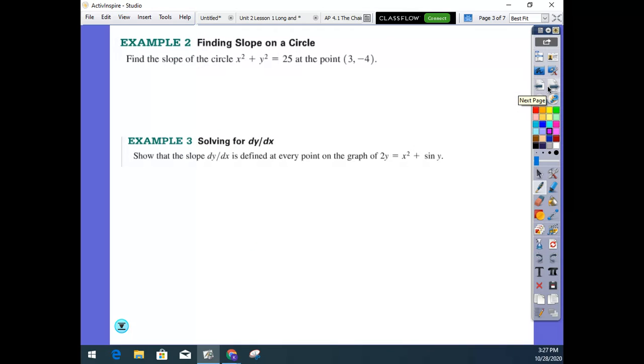Let's consider this one. Take the derivative of each piece, just go straight across. The derivative of x squared is 2x. The derivative of y squared is 2y. And because we're taking the derivative of y, I need to chain on dy dx equals the derivative of a constant is 0. I have to get dy dx by itself, so I'm going to subtract 2x.